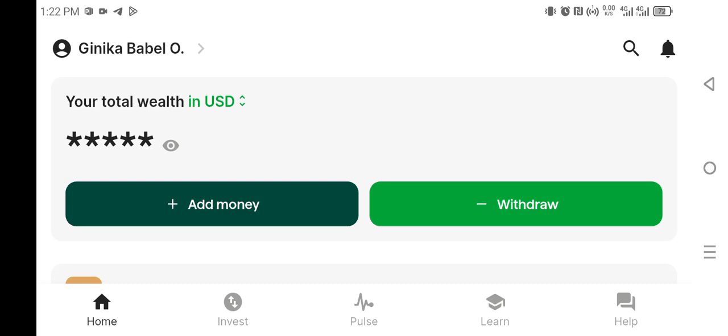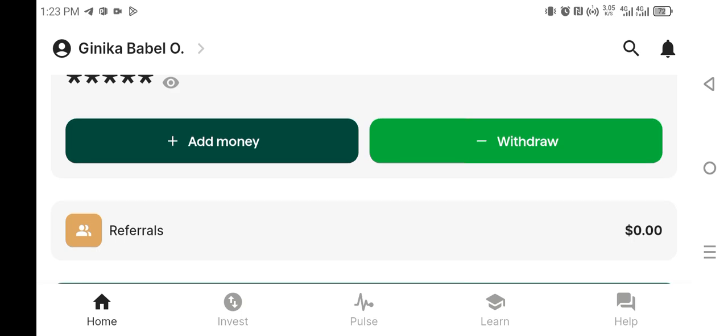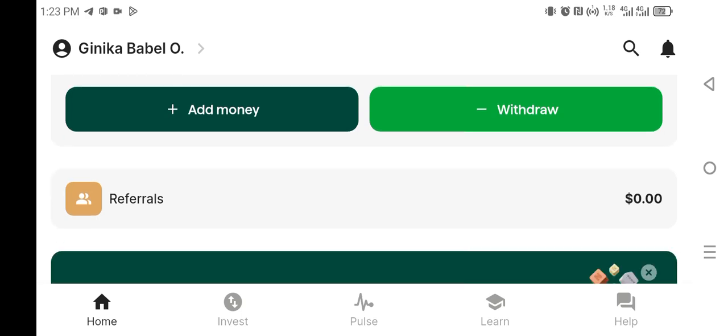Now the add money is basically where you add money if you want to fund your wallet, right? All you have to do is to click on add money and then you follow the prompt. In another video I'm going to show you how to add money to your Bamboo wallet. And if you want to withdraw money from your Bamboo wallet, all you have to do is click on the withdraw and then you withdraw your money. Then this is referral. If you want to be referring people to Bamboo, they actually have a payment for that. They will be paying you for referring people to Bamboo app, right?